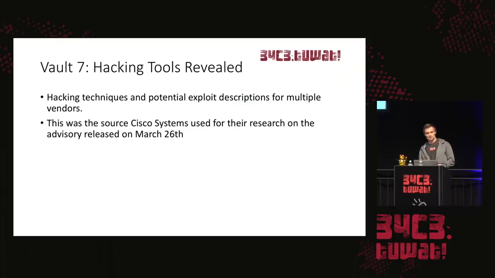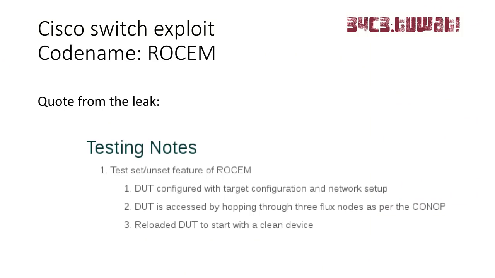What is interesting about this vulnerability is that the source of research for the Cisco guys was not their internal research, but the Vault 7 leak that happened in March this year. Many hacking techniques and tools were released to the public by WikiLeaks, and among the many vendors that were affected was Cisco Systems. So except for the advisory, you could go to WikiLeaks and read about this potential exploitation technique for Cisco Catalyst. These were notes of an engineer who was testing the actual exploit. There was no actual exploit in the leak.